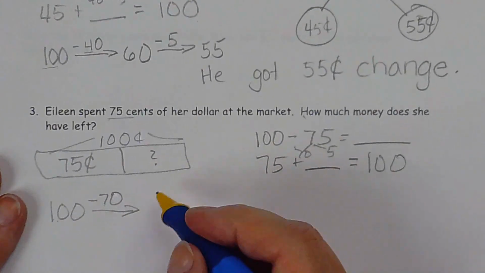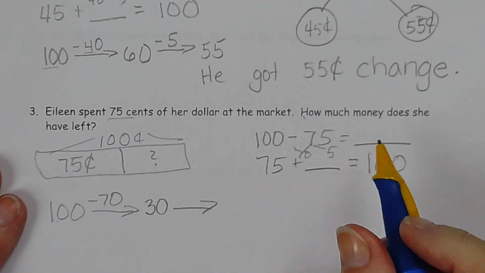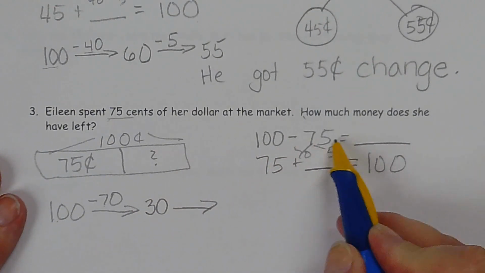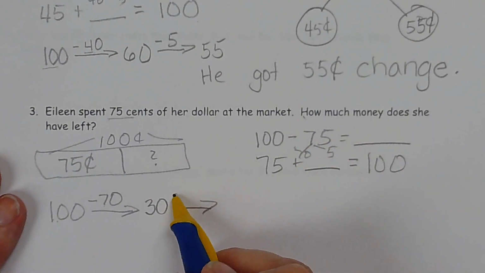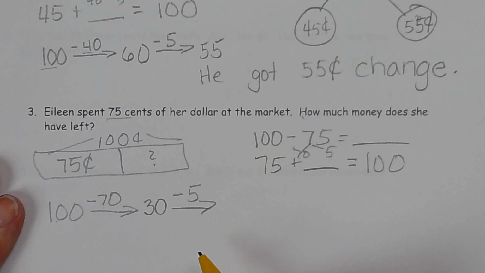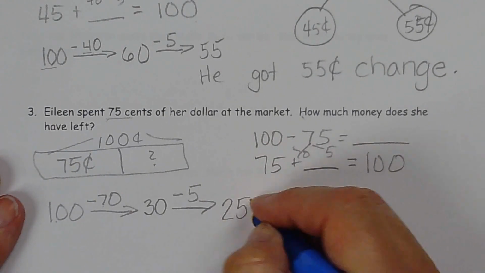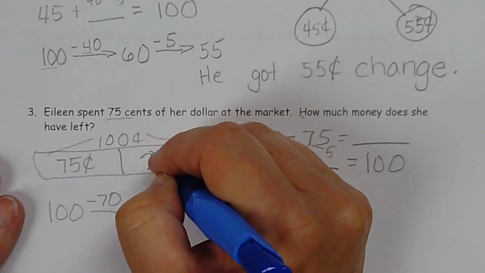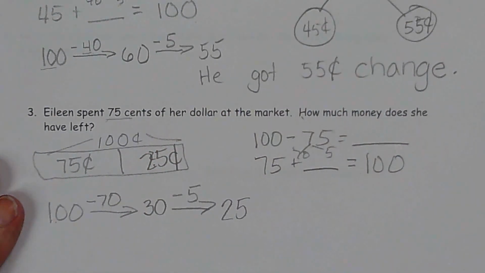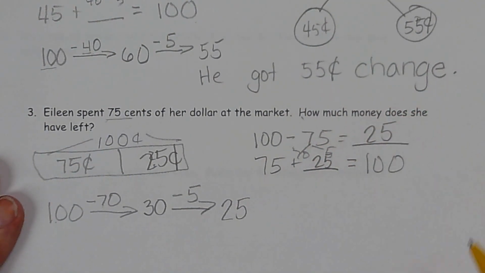10 tens minus 7 tens is 3 tens. What do I still have to subtract? The other 5. So 30 minus 5, counting backwards by 5s, is 25. So 25, 75 plus 25 equals 100.